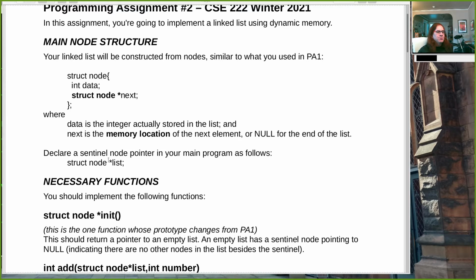There's a sentinel node. And in your main program, you should declare the sentinel node as struct node star. You don't have to call it list, but I'm going to call it list in our discussion today. It can be any name that you want, but it's a pointer to a struct node. Don't make your sentinel just a struct node. Make it a pointer to a struct node. The reason being that init is going to return the address of a new sentinel node.